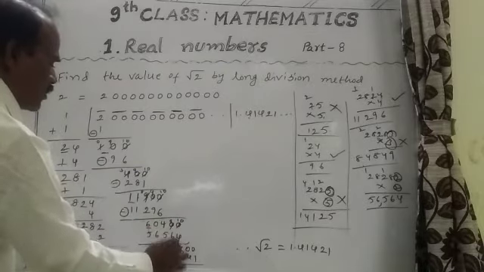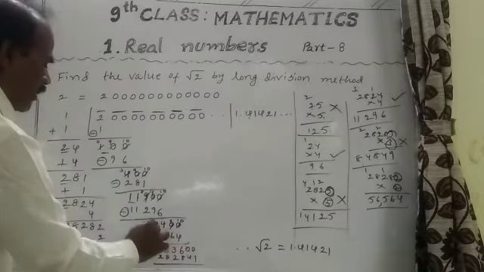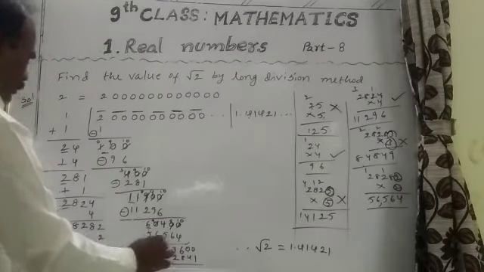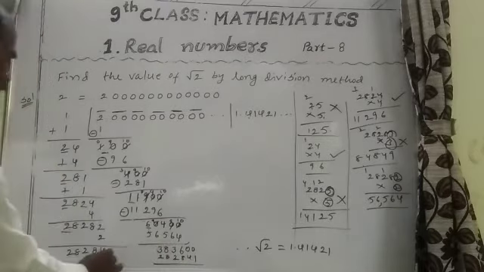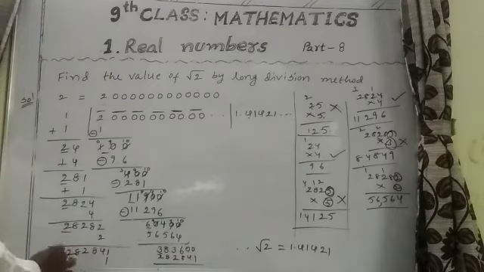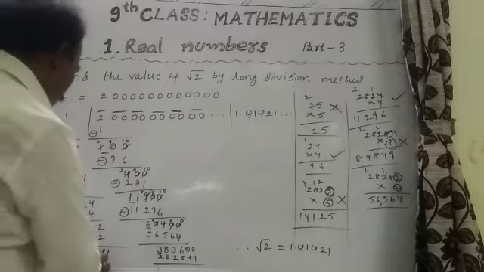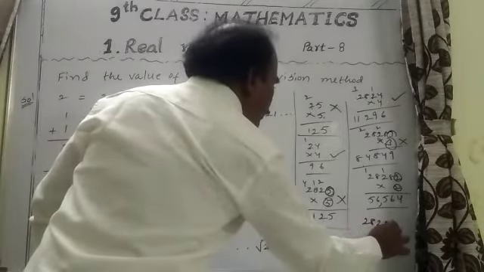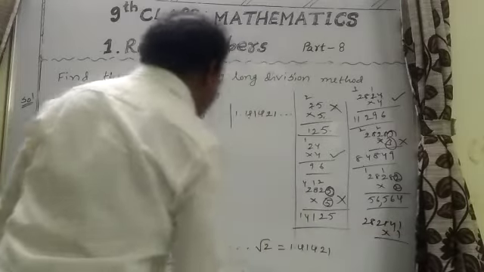10 minus 4 is 6 here, 3 here, 8 here, 3. This value is 3 here, 2 is there. 2 1s are 2. So multiply with the 1. 28,284. 28,284, after take the 1 multiply with the 1.